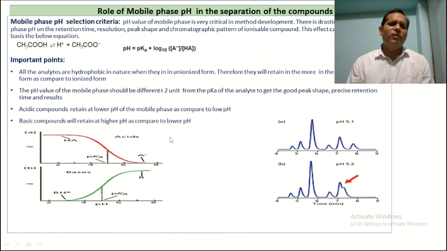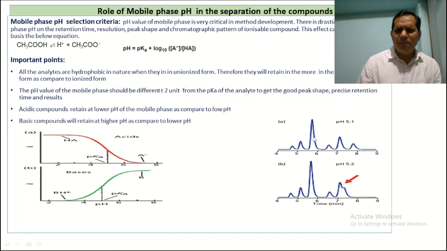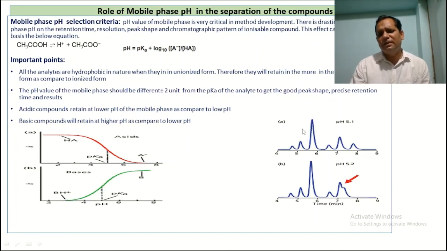Sometimes a small change in pH also has a big impact. This is one picture I have shown here, picture A and picture B. When the mobile phase pH is 5.1, the last peak is well separated from the second last peak. But when we keep the pH at 5.2, a little increased, the retention time of the last peak is reduced and it is merging with the second last peak. So pH is very important in the mobile phase.